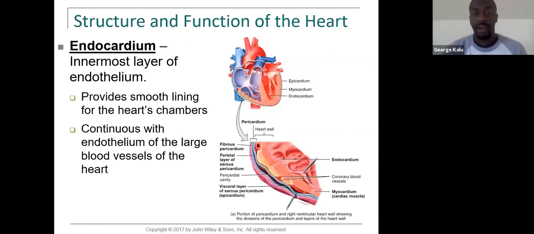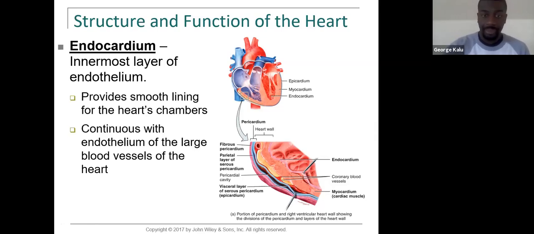The last region of the heart is the endocardium. The endocardium is a very smooth lining that makes up the chambers of the heart. It's made up of mostly endothelium. This endothelium is also connected and continuous with the endothelium of the major blood vessels coming off the heart, specifically the pulmonary trunk and the aorta.